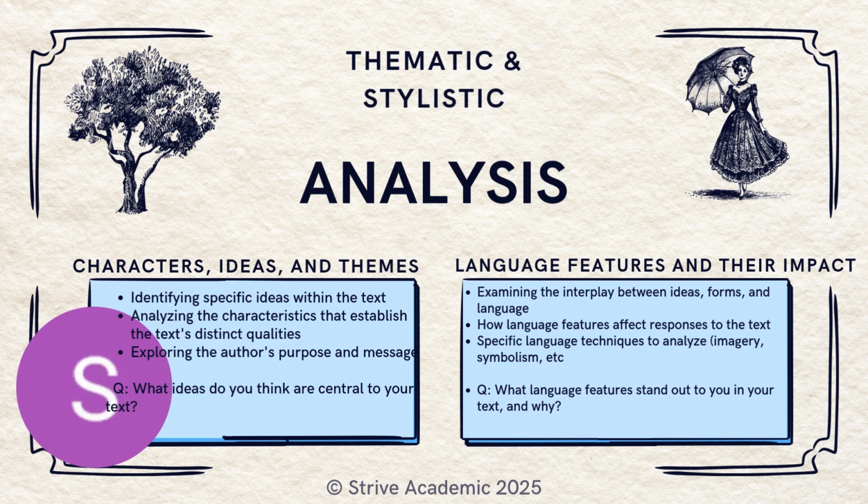Don't forget as well, when you're analyzing and you're examining your text, to deep dive into the language features and their impact. Remember, in English, the how is crucial. If you have an idea that you've noted as central from your author, how are they using language features to represent that? So you might consider, what is the interplay between the idea, the form or the text type or the genre, and the specific language elements and techniques such as dialogue, tone, symbolism, metaphor.